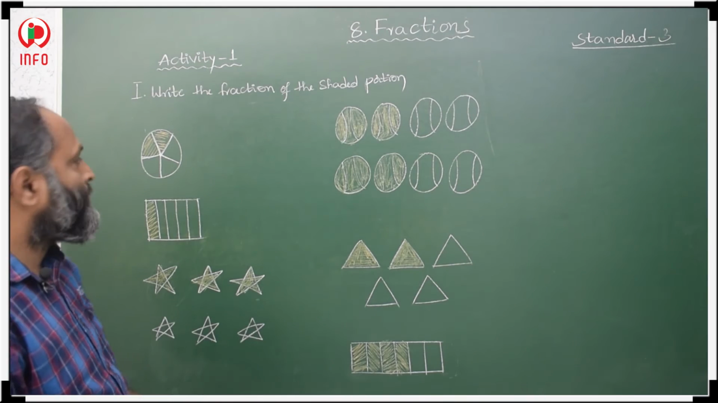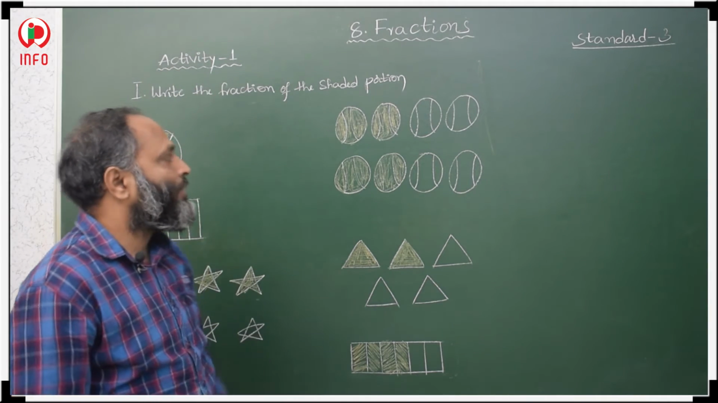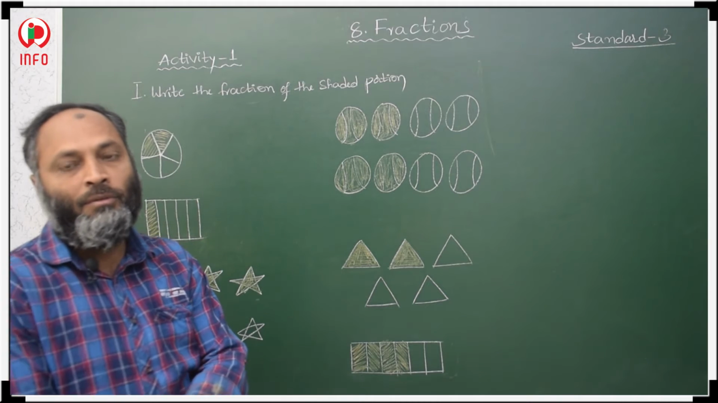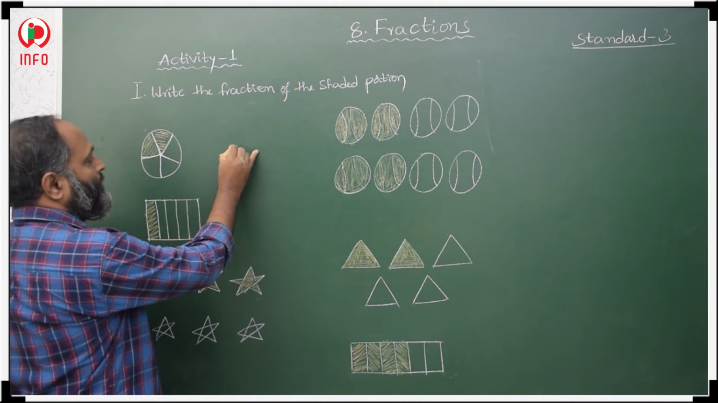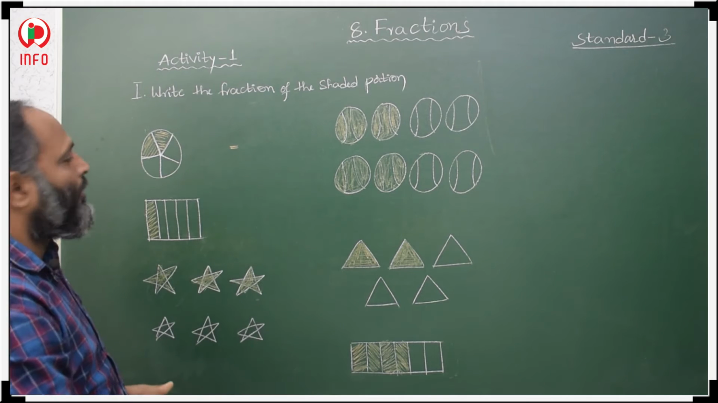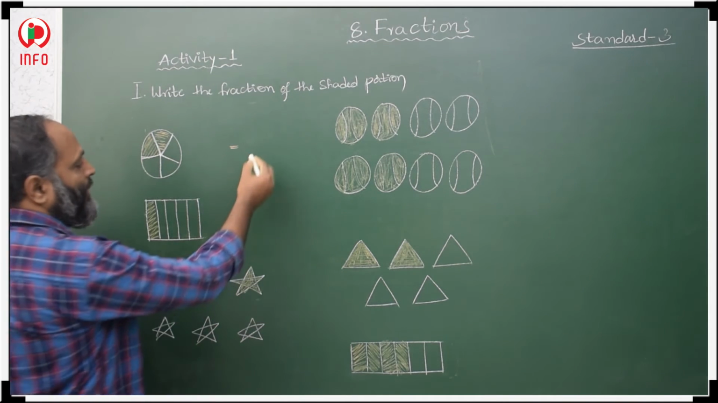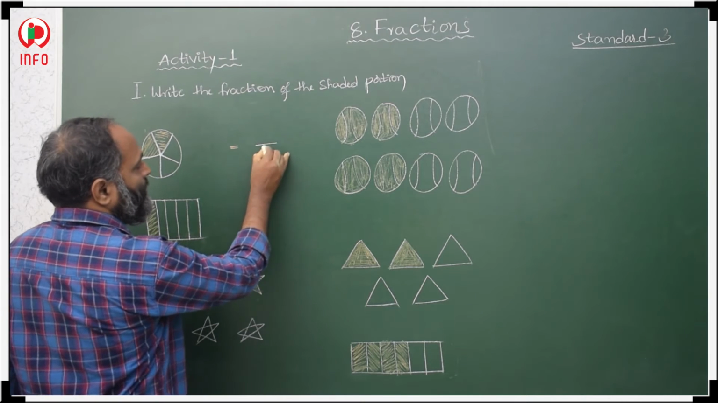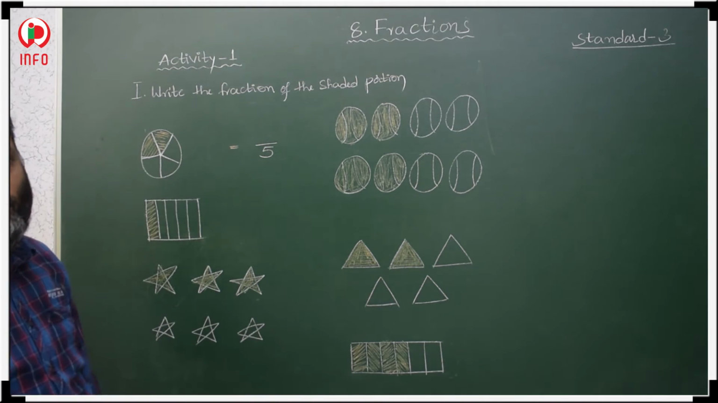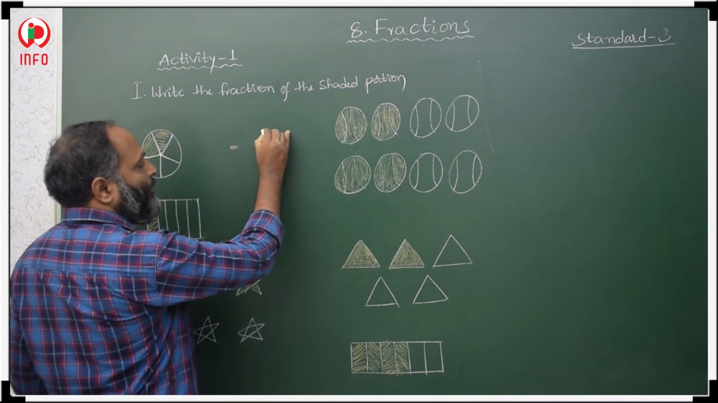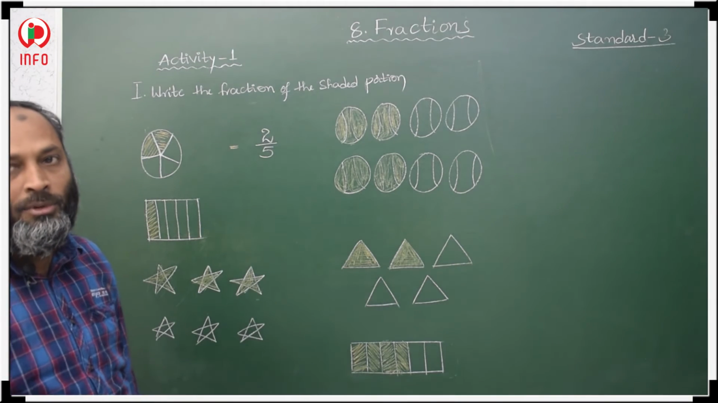Now, see here. In the activity, first what is being asked: write the fraction of the shaded portion. We have to write the shaded portion as a fraction. So, the first one, in this circle, how many equal parts do we have? 1, 2, 3, 4, 5. First we have to write the total parts, by 5. Then, how many equal parts are shaded? 2. That we have to write in the numerator, 2 by 5. This is the shaded portion.